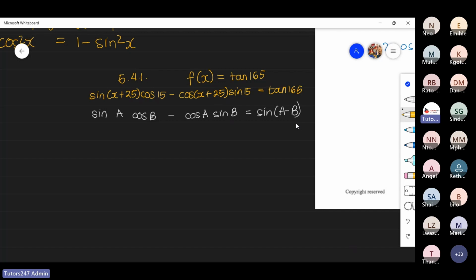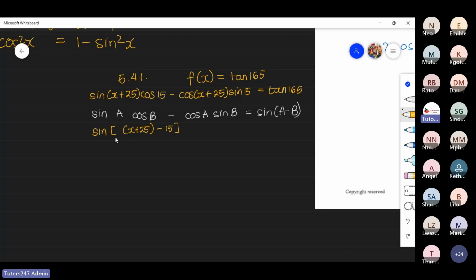Now someone could ask, why don't we say 15 minus x plus 25? Why is it x plus 25 minus 15? Now the reason for that is because A represents the first angle used and B represents the second angle used. So we have to subtract the first angle minus the second angle, always. Don't just subtract any angle you feel like subtracting. So that is then going to be sine of x plus 25 minus 15. So that is technically sine of A minus B.